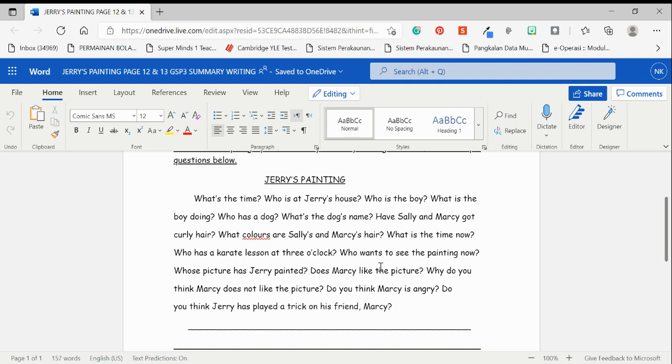Does Marcy like the picture? No, Marcy does not like the picture. Or you can also say, no, Marcy doesn't like the picture. The next question: why do you think Marcy does not like the picture? Marcy does not like the picture because it's Sally's picture.